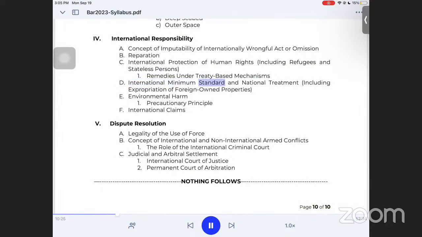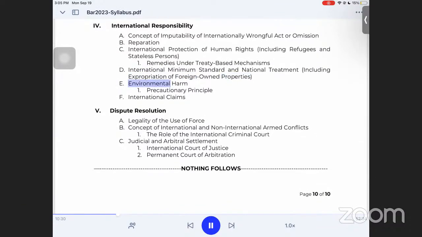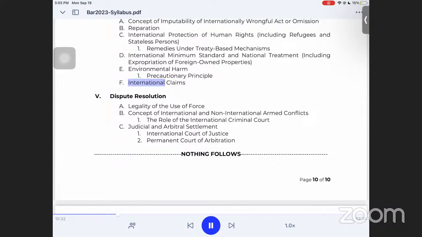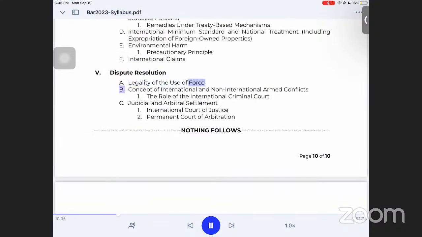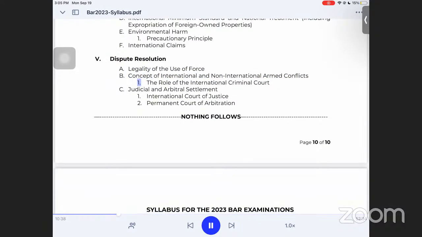D. International minimum standard and national treatment including expropriation of foreign-owned properties. E. Environmental harm. 1. Precautionary principle. F. International claims. Dispute resolution. A. Legality of the use of force. B. Concept of international and non-international armed conflicts. 1. The role of the International Criminal Court.